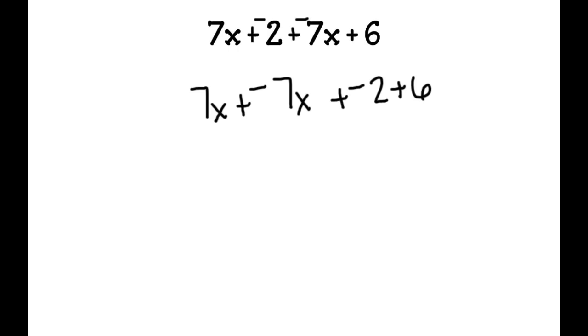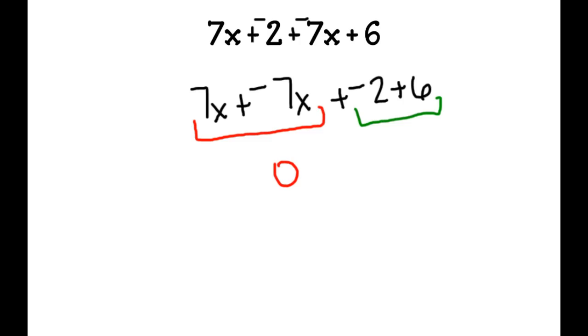So 7x plus negative 7x have the same variable, so I can add them. And the negative 2 plus 6, they have the same variable, which is no variable. So therefore, they can be added. So I can do negative 2 plus 6. So 7x plus negative 7x is 0x.